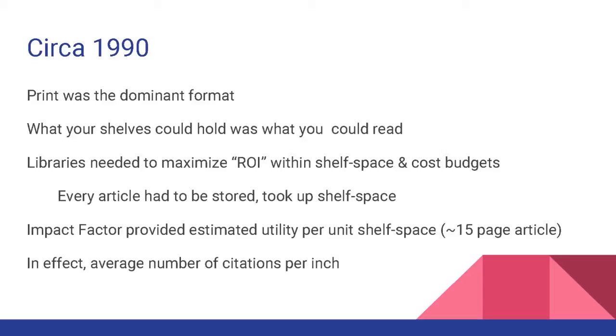What that meant was that libraries needed to maximize their return on investment. There are two investments there at that point. The money that you pay for subscriptions and the scarce shelf space that you're using to store these articles. Every article in the collection had to be physically stored and took up shelf space. So the key part of the metric that is designed, impact factor, which everybody is familiar with, is essentially estimating the utility for this scarce resource. Effectively, it's designed to say, here's the number of citations per article. But if you look at it from the point of view of library acquisitions, or in terms of what decisions it runs, it's effectively the average number of citations per inch.